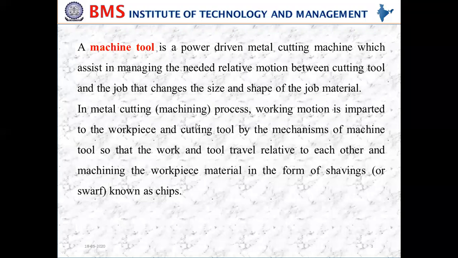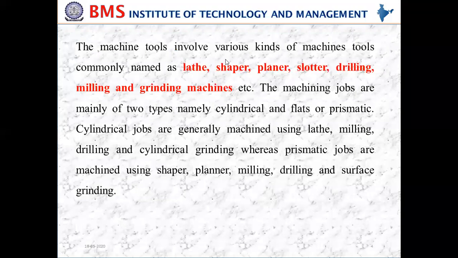In metal cutting or machining process, working motion is imparted to the workpiece, which means the workpiece will be under rotation, and the cutting tool, by the mechanism of the machine tool, moves so that work and tool both travel relative to each other, machining the workpiece material in the form of shavings known as chips.